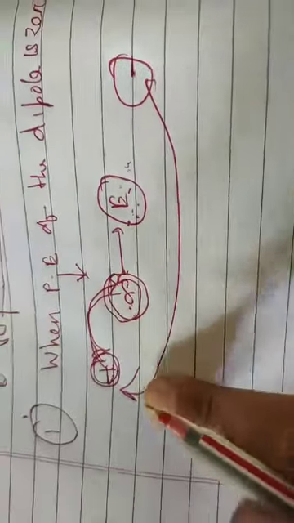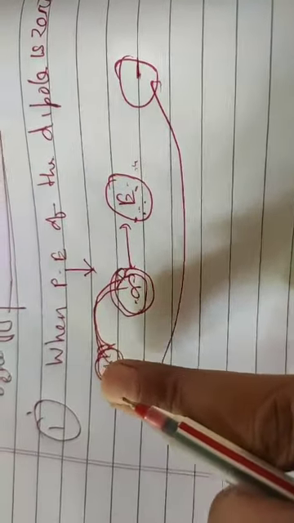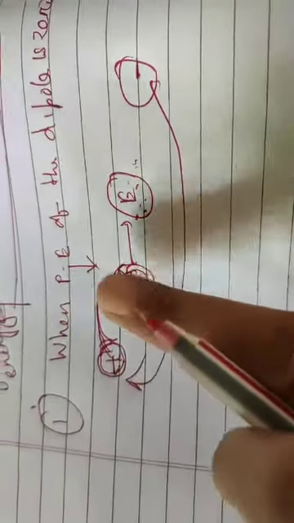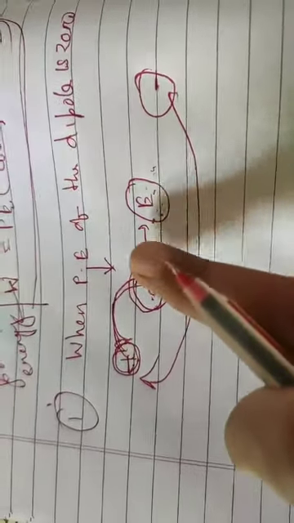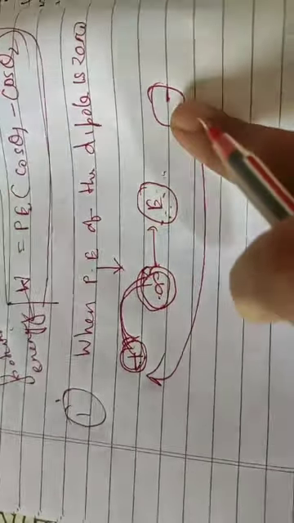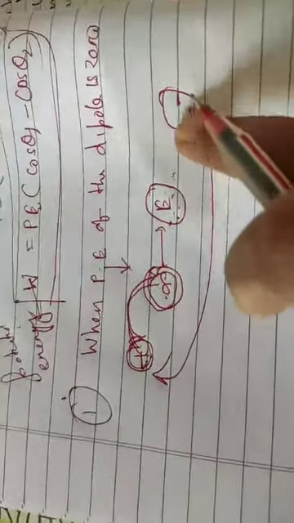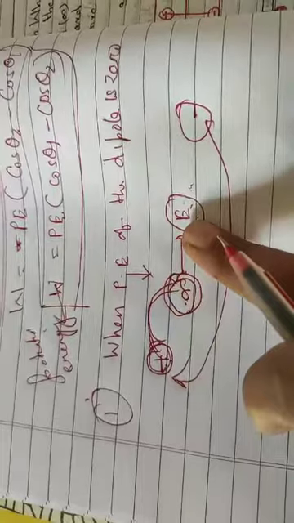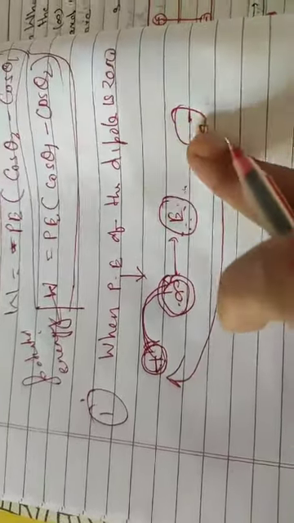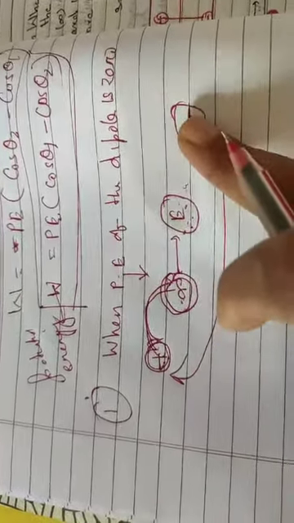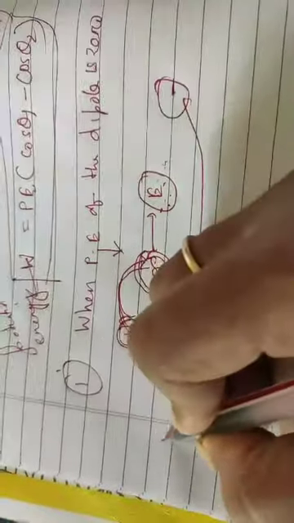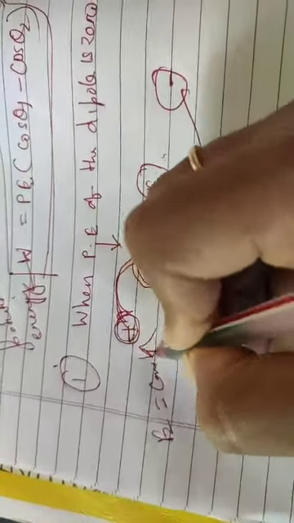Clear to you? I will repeat once again. You have done some work to bring a positive charge from infinity to an electric field. At the same time, I will bring a negative charge near the positive charge with the same energy. The same energy I applied to bring the positive charge near the electric field, I will apply to the negative charge to bring it near the positive. At that time our potential energy is 0. Okay? And we can say the electric field is constant.